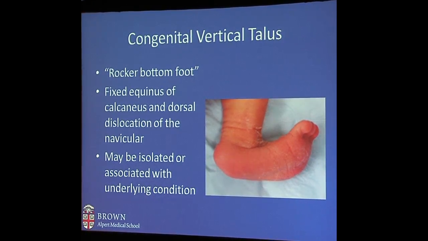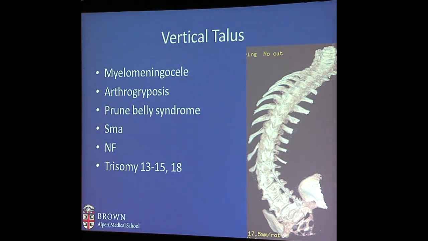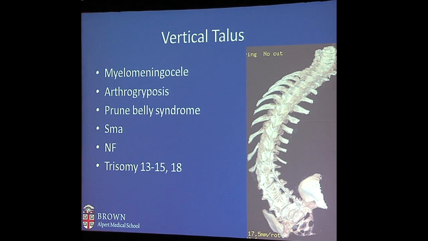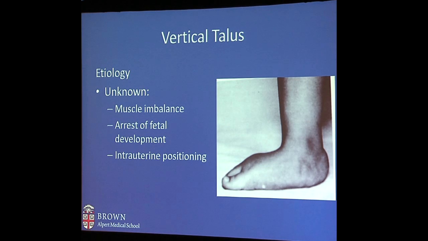Not always, but as opposed to club feet where you've got to think about it, this is something we really have to look at thoroughly. So things like spina bifida, like this child, arthrogryposis, prune belly, SMA, neurofibromatosis, or any of the trisomies, all right?